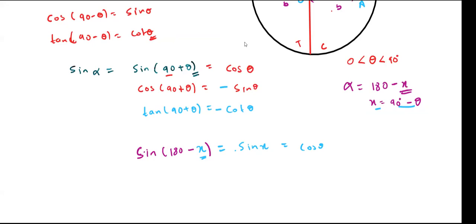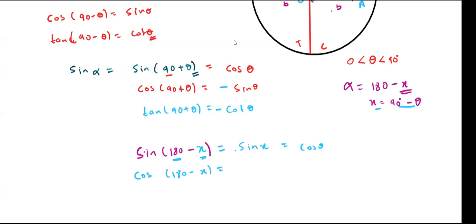Or you can just remember that agar 180 difference hota hai, to ratio same rahega, hai na? Because base will become base and perpendicular will become perpendicular. So what about cos 180 minus x? Tell me, it will be equal to what? You can use the above information also, or you can use just the basic concept that I just said. Tell me, what is the value of cos 180 minus x?